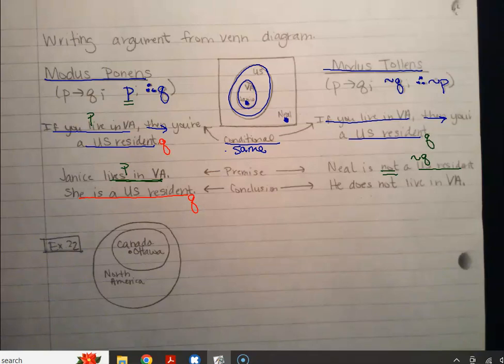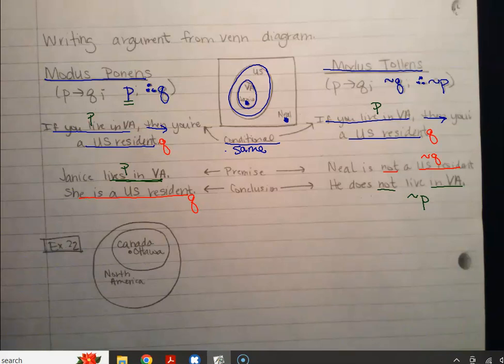I actually should have color coded these differently. Let me go back. Try to keep our colors the same so you can see the difference a little easier. Okay, so this is not a US resident. So that was our Q. So this one is not Q. So we state that first. And then we have the therefore. So therefore he does not live in Virginia. So here's the not P from our original one. Okay, so we're changing those around.